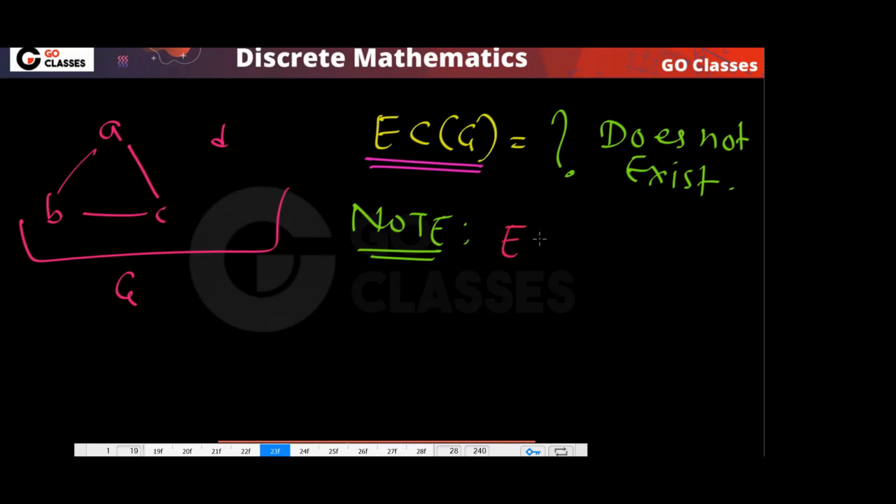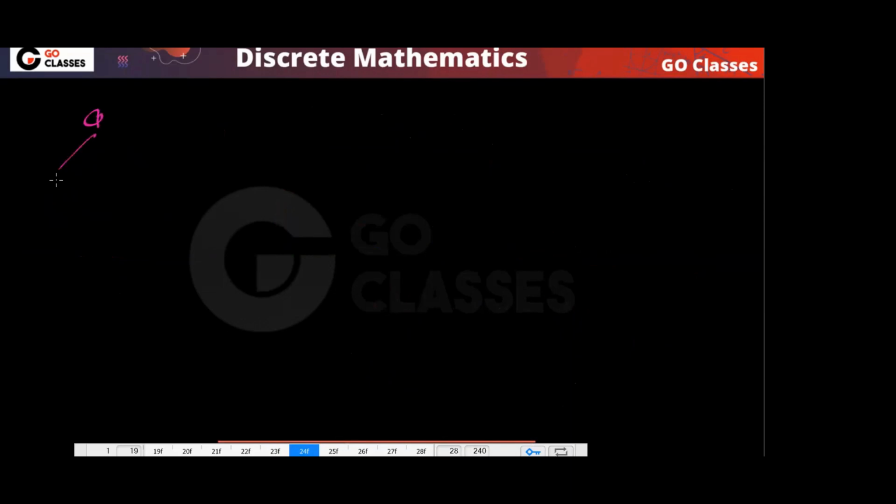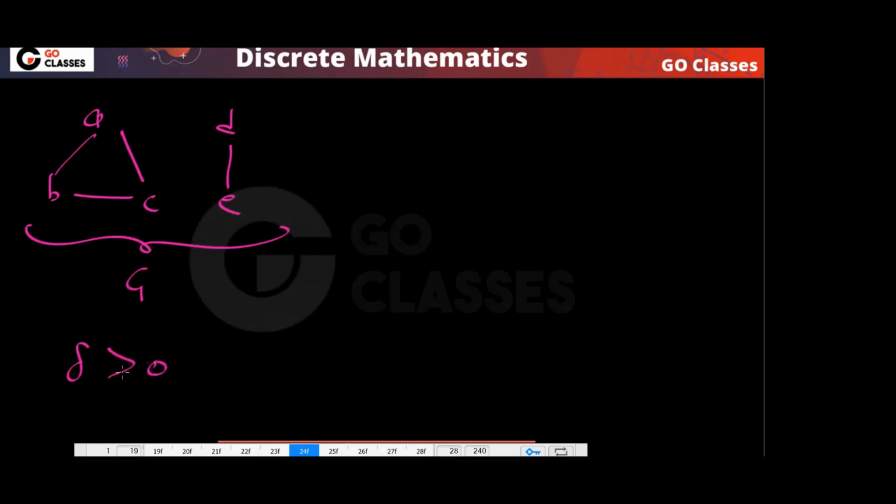An edge cover exists if and only if there is no isolated vertex, that is, the minimum degree should be greater than 0. For example, take this graph A, B, C, D, E. For this graph G, you can notice that the minimum degree is greater than 0.